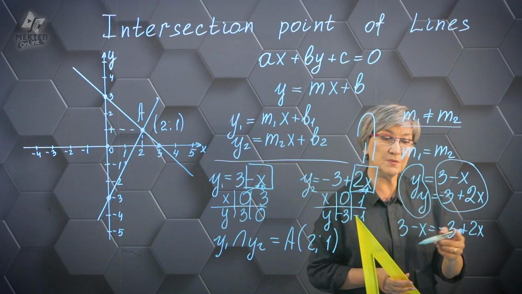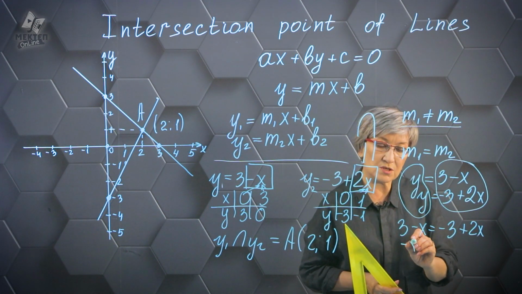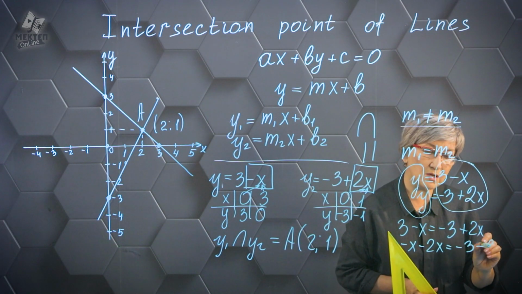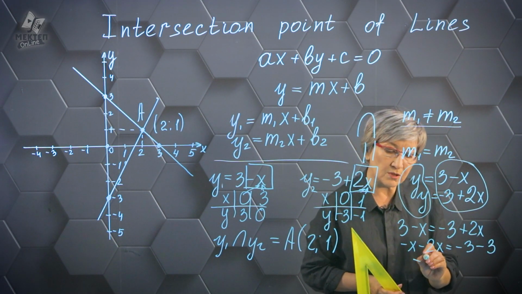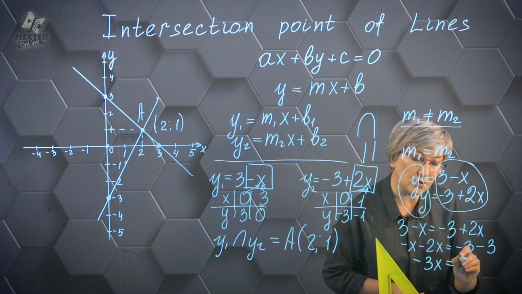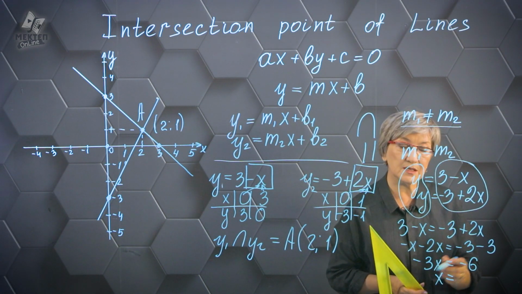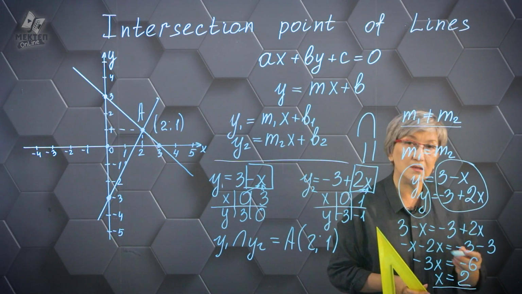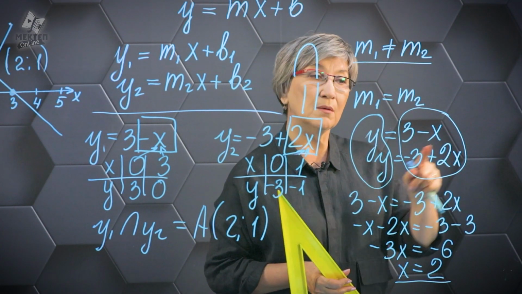Let's solve this equation. We will move 2x to the left side. Negative x minus 2x equals minus 3 minus 3. Then, as a result, on the left side we will have minus 3x equals, and on the right side, minus 6. And you see that to find x, you need to divide minus 6 by minus 3, and x will equal 2. As you can see, we did not draw the graphs of these functions.